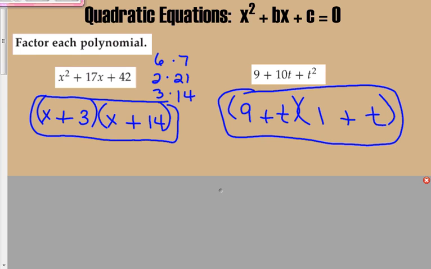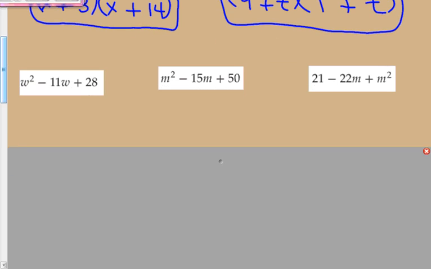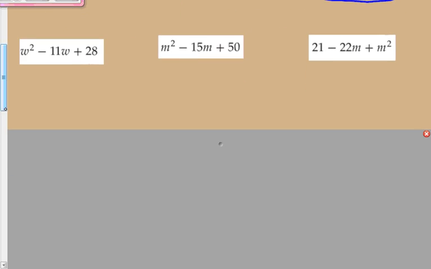Let's do it again. Now in this situation, they're not both positive. So we're going to think about this for a second. Start with our two binomials. We know we're going to have a w in each one. This time, the two factors to get our c are positive 28, but they have to yield a negative number in the middle, a negative b.